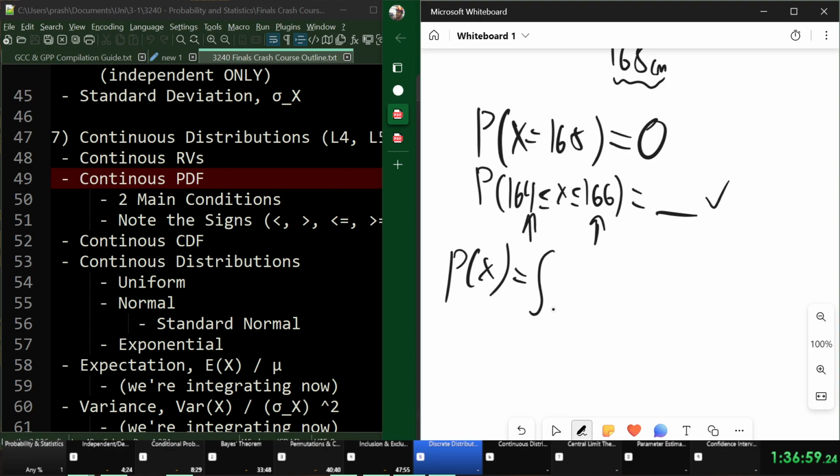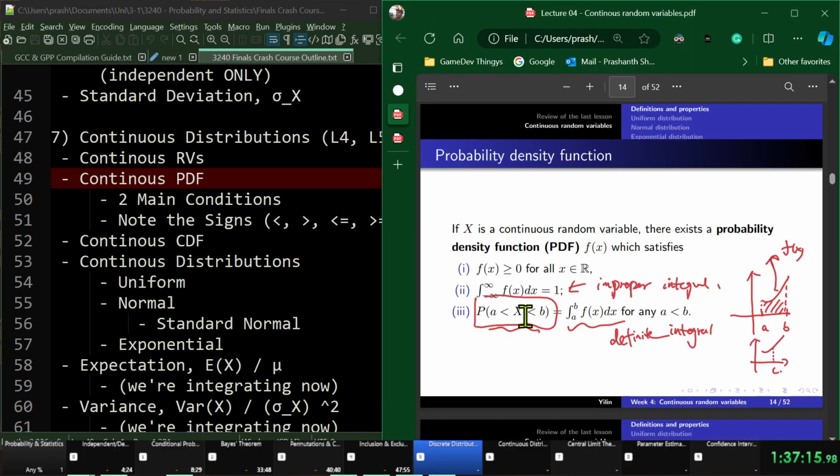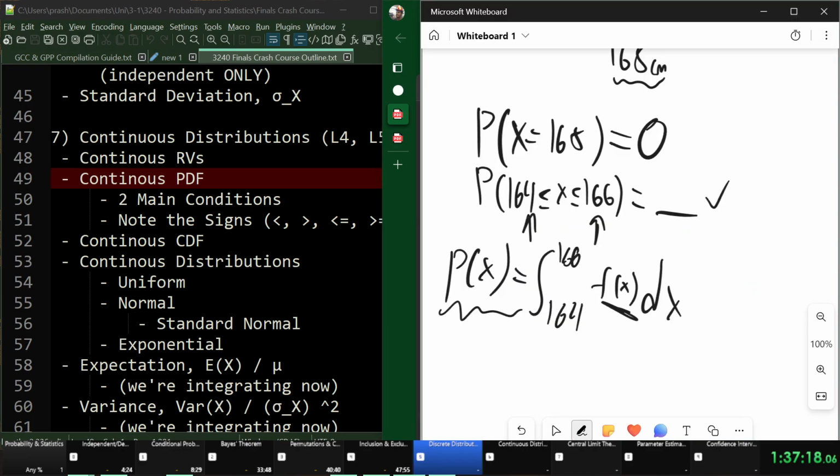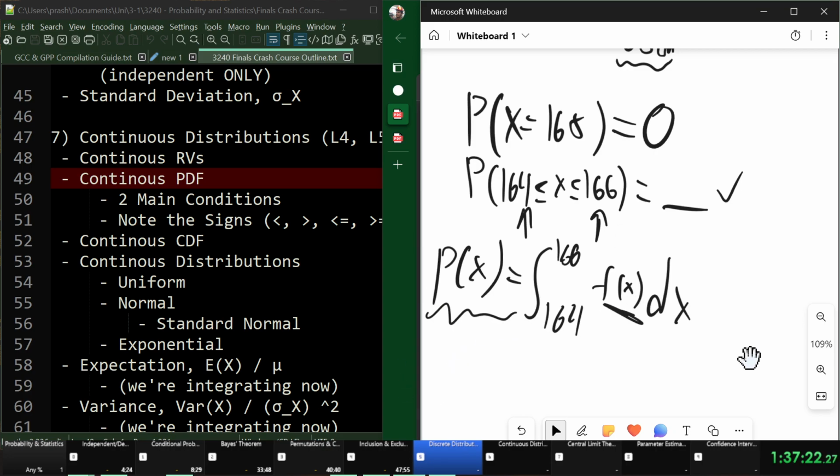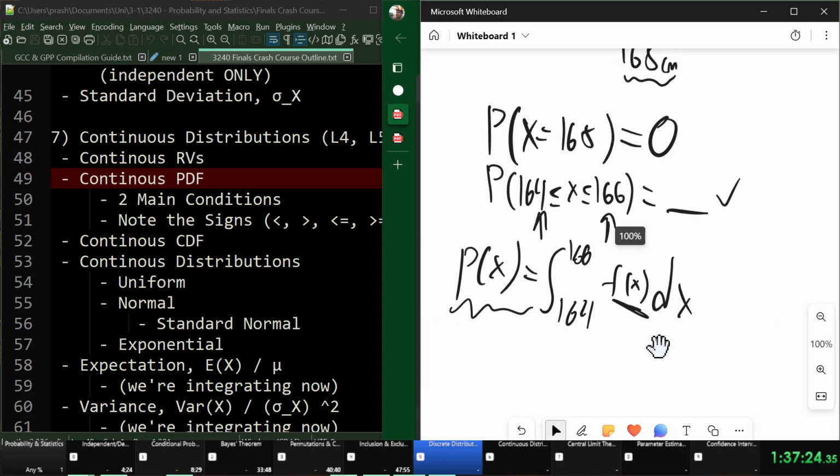But concept-wise, the probability is between a certain range. In this case, we have 164 and 166. And then there'll be some function, f of x, that determines what the probability density is. But to determine whether that function is even valid, it needs to uphold two conditions.